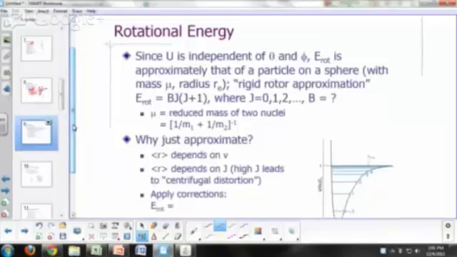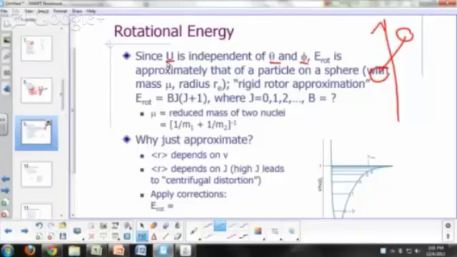Now, since U, the molecular potential energy, is independent of theta and phi, which would be the angle that your molecule forms with the z-axis, your rotational energy is essentially that of a particle on a sphere. Okay? And so you can use the rigid rotor approximation for the rotational energy. So rotational energy is just B times J(J plus 1), where your restrictions for J are 0, 1, 2, 3, and so on and so forth.